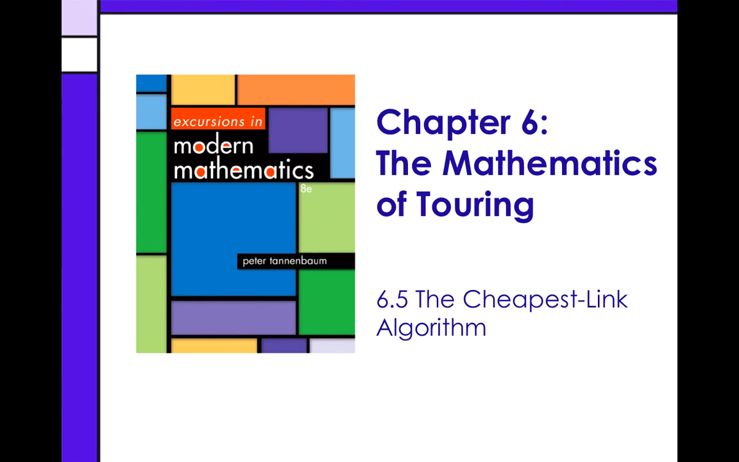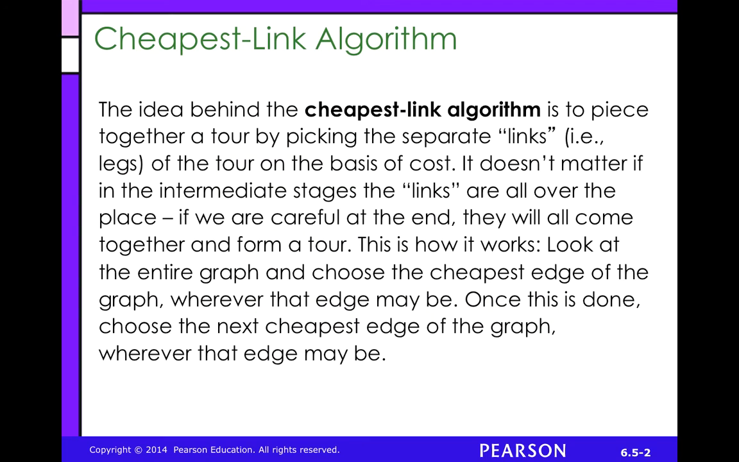So Sections 6.4 and 6.5 are a couple of different algorithms that programmers actually will use to try to give them a delivery route. Again, these algorithms are not guaranteed to give you the cheapest route, but they will give you a good route quickly, or what you hope is a good route.